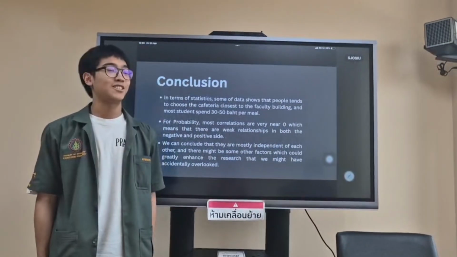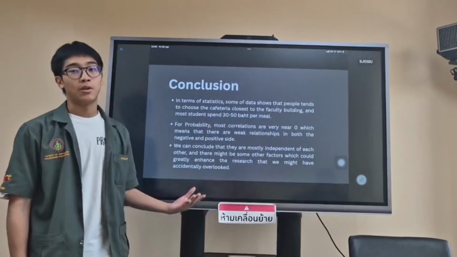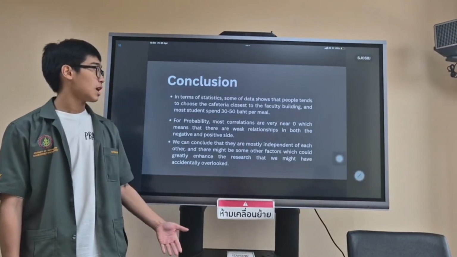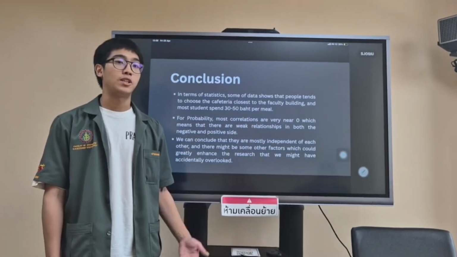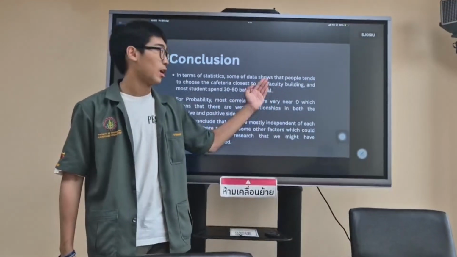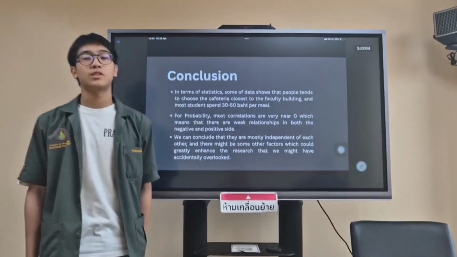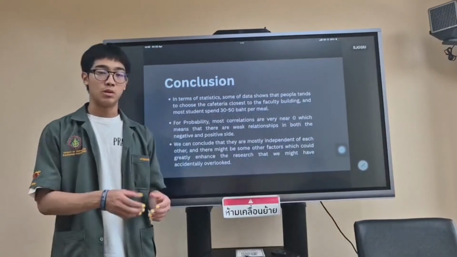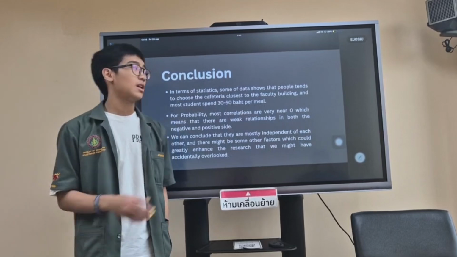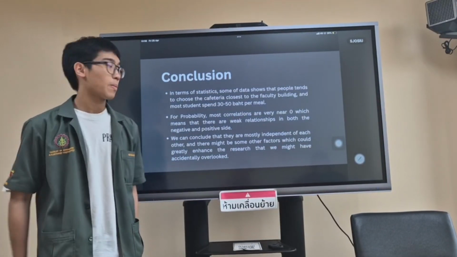And hello, this is me, Khittitaj, again, to conclude our work. In terms of statistics, some of our data shows that people tend to eat from the cafeteria closest to where they study, or let's say in this case, their faculty building. And most of the students spend 30 to 50 baht per meal. There are some outliers, of course, in the hundreds, but that doesn't affect the mean and median much.